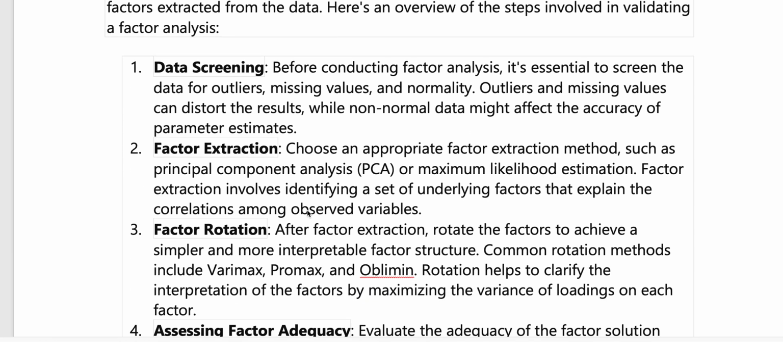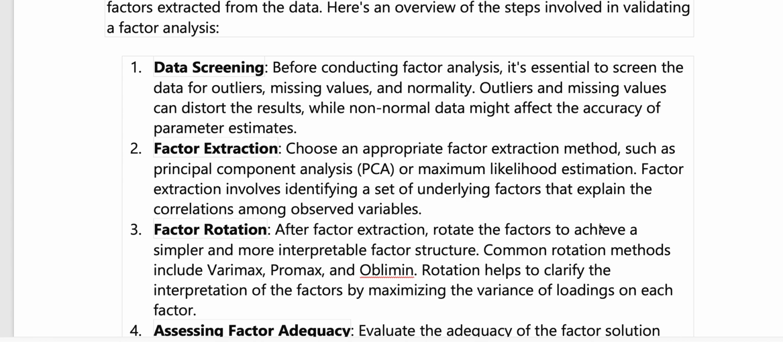Factor extraction. Choose an appropriate factor extraction method, such as principal component analysis or maximum likelihood estimation. Factor extraction involves identifying a set of underlying factors that explain the correlation among observed variables.